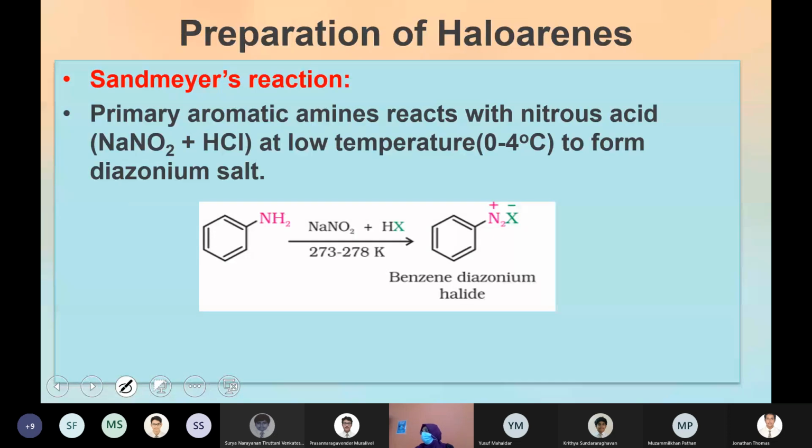Here in preparation of haloarenes, you are learning very important named reactions. Electrophilic substitution was the simplest and easiest of them. The second is Sandmeyer's reaction. I think the third named reaction you are learning here, after Finkelstein and Swarts reaction, which we discussed yesterday, is Sandmeyer's reaction. This is basically used to prepare haloarenes. It has two different steps.